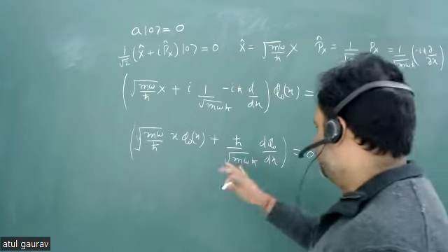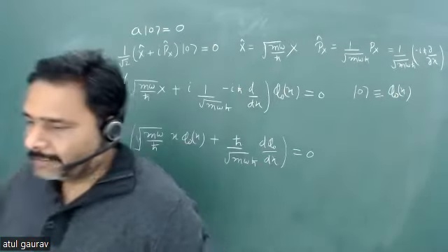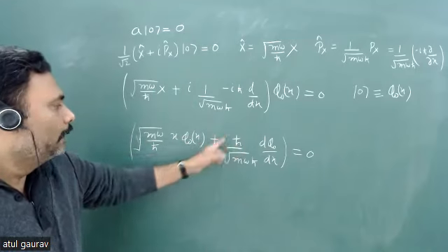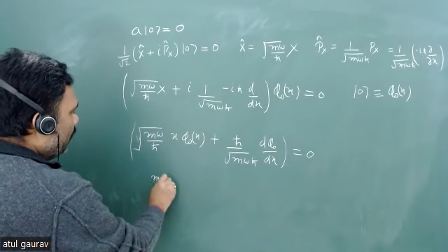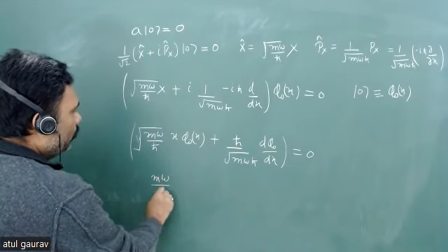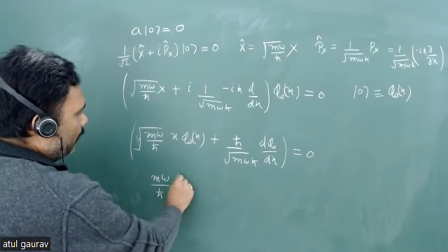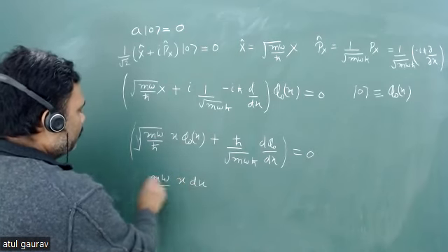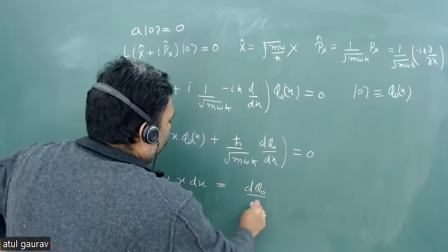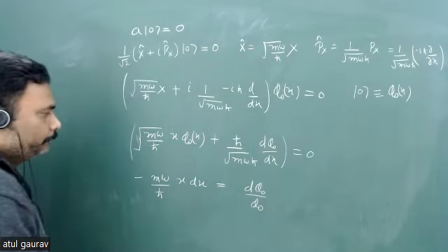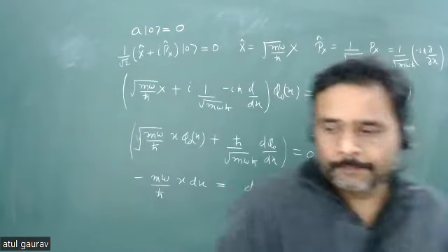And we can reorganize this whole equation something like this. So this h cut will go there, root under h cut is there, so this will come here. So you have m omega upon h cut times x dx with a minus sign is equal to something d phi naught upon phi naught. है ना? Just check it. मैंने सही किया या नहीं किया?